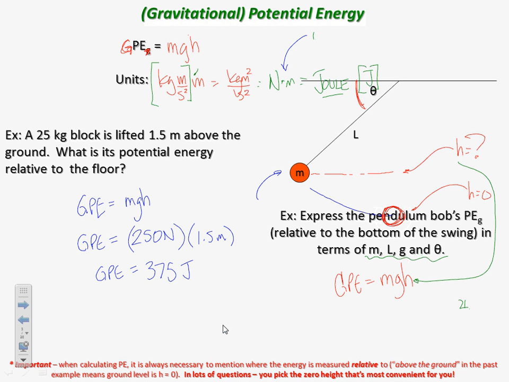Yeah, notice, if I write a good question, I'm always going to say, what's the potential energy relative to somewhere? I'll show you tomorrow, but if I just say, hey, what's this object's gravitational potential energy? That is an unanswerable question, unless you or me, one of us, has to define where we're calling 0. And notice the bold part. It's small. You probably can't see it. It says, in lots of questions, you pick the 0 height that's most convenient for you. Okay?